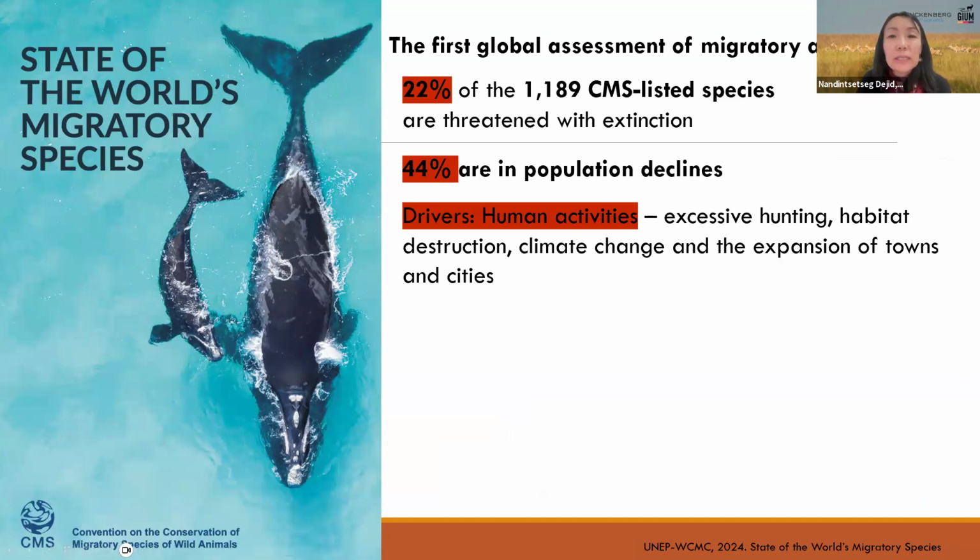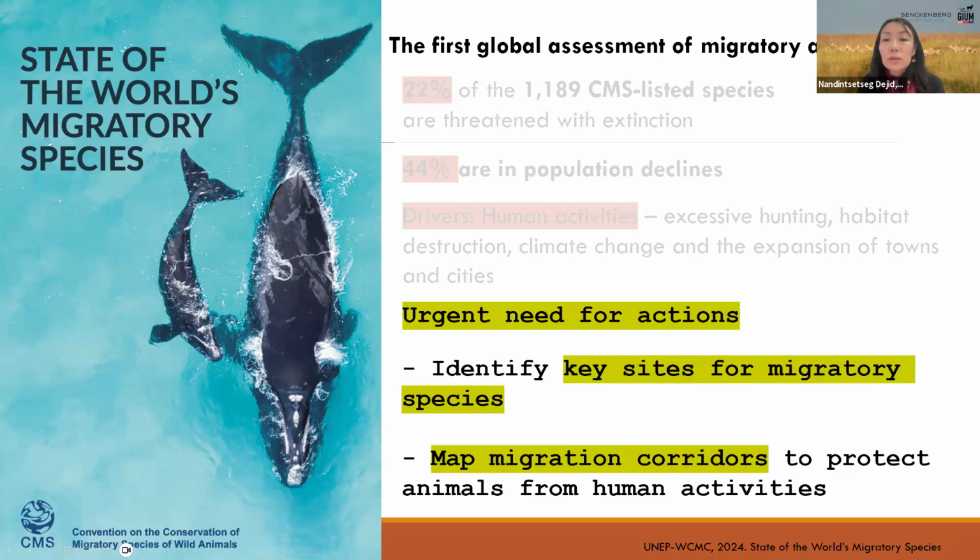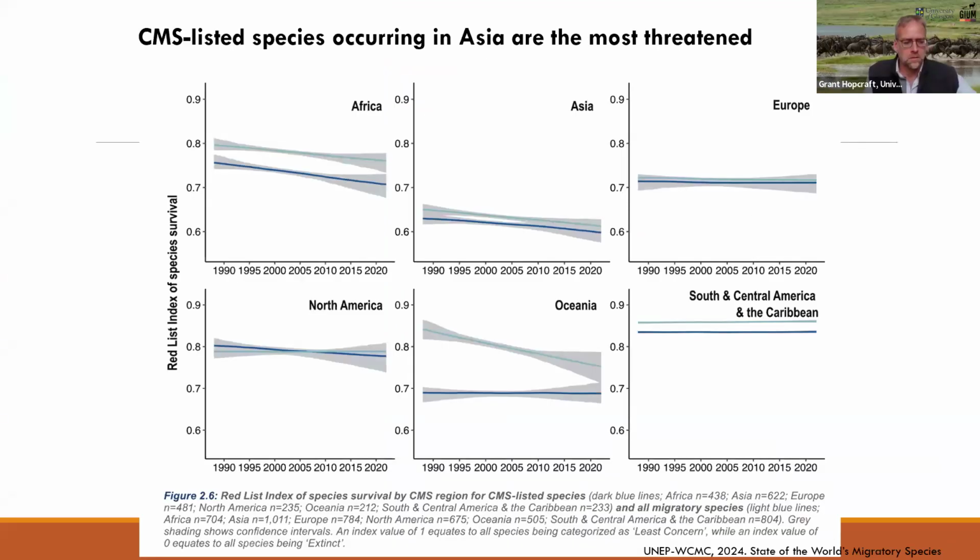So the first global assessment of migratory animals already emphasized that the extinction risk of migratory animals and population declines, and that human activities are the main drivers. So there is an urgent action to identify key sites for migratory species and also map migration corridors to protect those animals from human activities. In particular, the report also emphasizes that the species occurring in Asia are the most threatened.